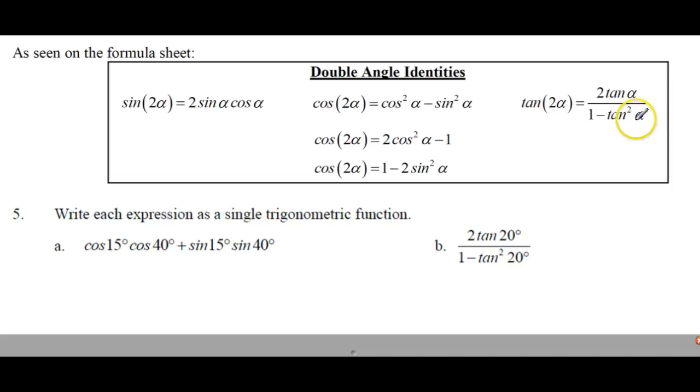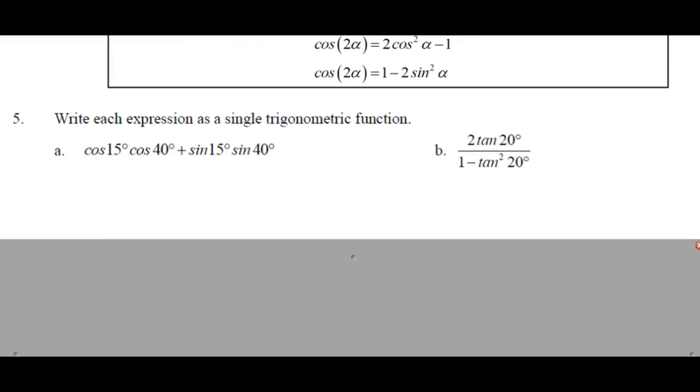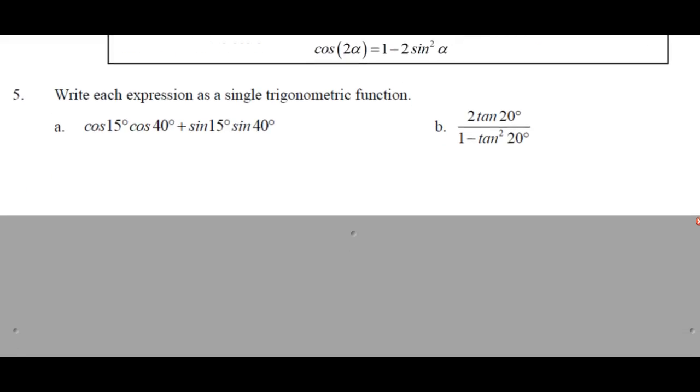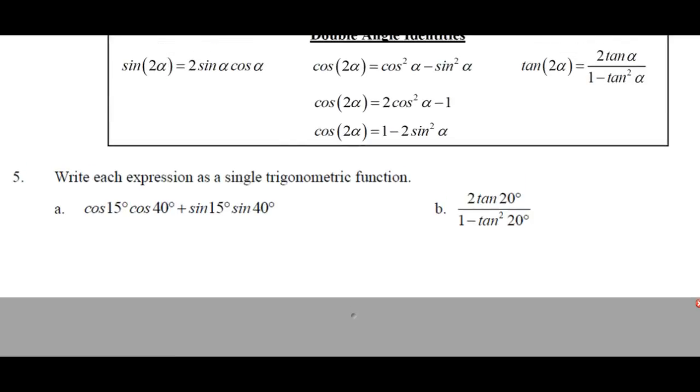What use is any of this anyways? Well, here's a use. Write each expression as a single trig function. So what I'm looking for is somewhere on the formula sheet, do I see something that looks like cos alpha, cos beta, right? The cos of an angle times the cos of a different angle plus the sine of that same angle times the sine of that same angle.